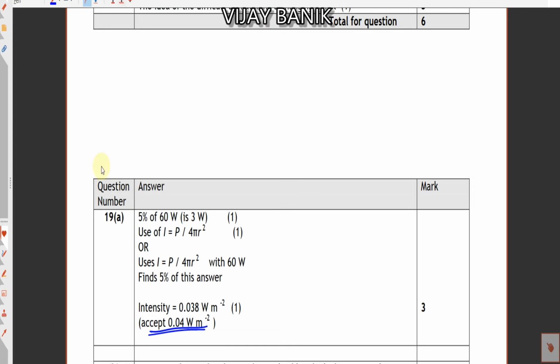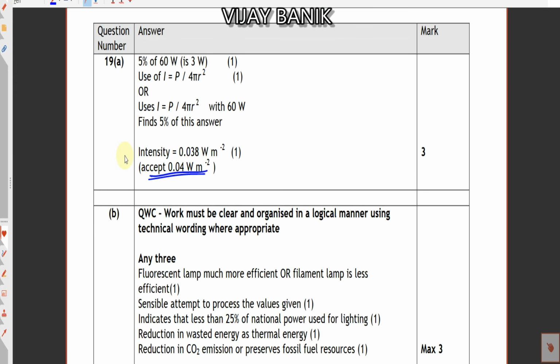Let's see the mark scheme. Reduction in carbon dioxide emission, and reduction in wasted energy as thermal. A sensible attempt to process the values given: the fluorescent lamp is much more efficient, or the filament lamp is less efficient. I hope you can combine these answers and write them down. You have to write about efficiency: the filament bulb is less efficient, the fluorescent bulb is more efficient.